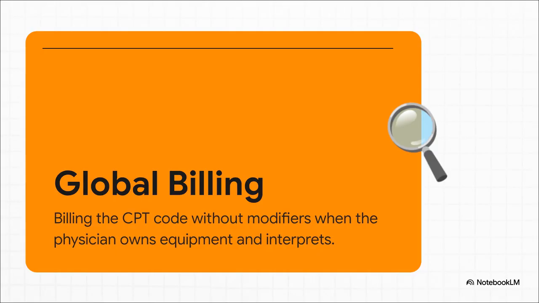But hey, what if your physician does the whole shebang? Well, that brings us right to global billing. You just bill a CPT code without any modifiers when the practice owns the equipment and does the interpretation. So for the exam, you need to literally scan the vignette for the phrase "same entity performed and interpreted." If you see that exact wording, think global.